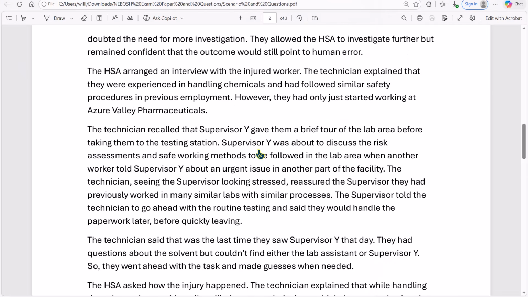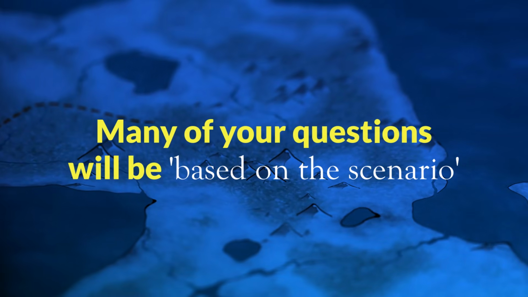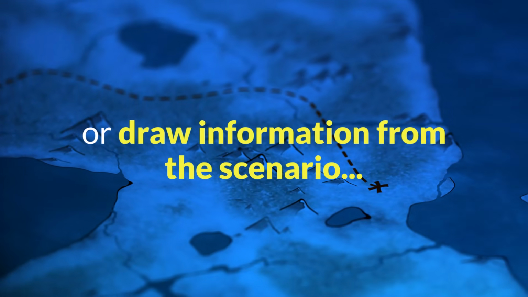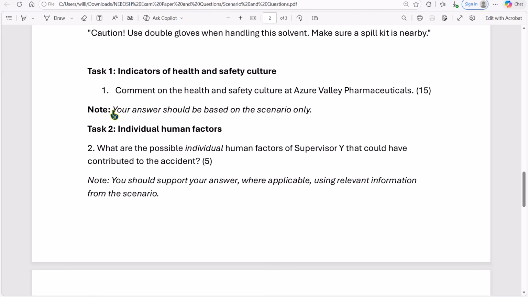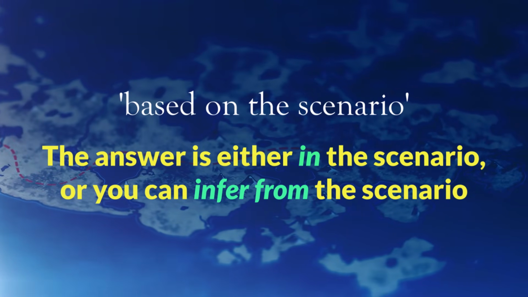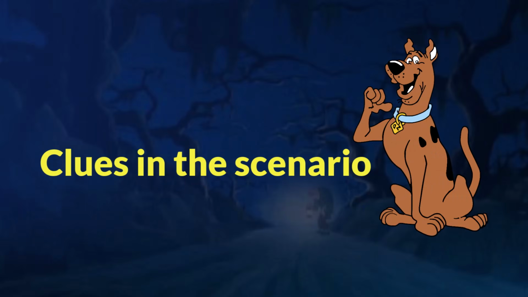You have an entire scenario here, and many of your questions are going to be based on the scenario, or are going to draw information from the scenario. So if we take a quick look at these questions here, for example, it says here, your answer should be based on the scenario only, which means that the answer is either in the scenario or it's something that you can infer from the scenario. So there are clues in the scenario.